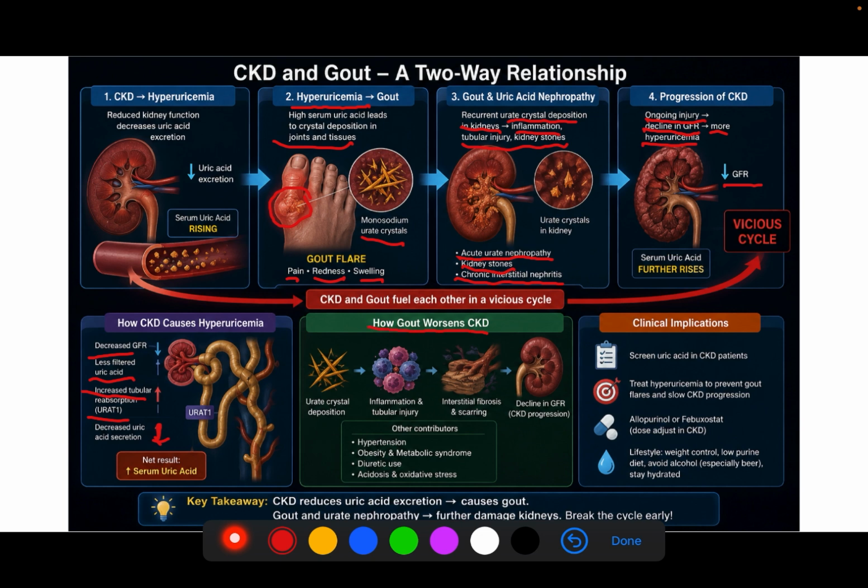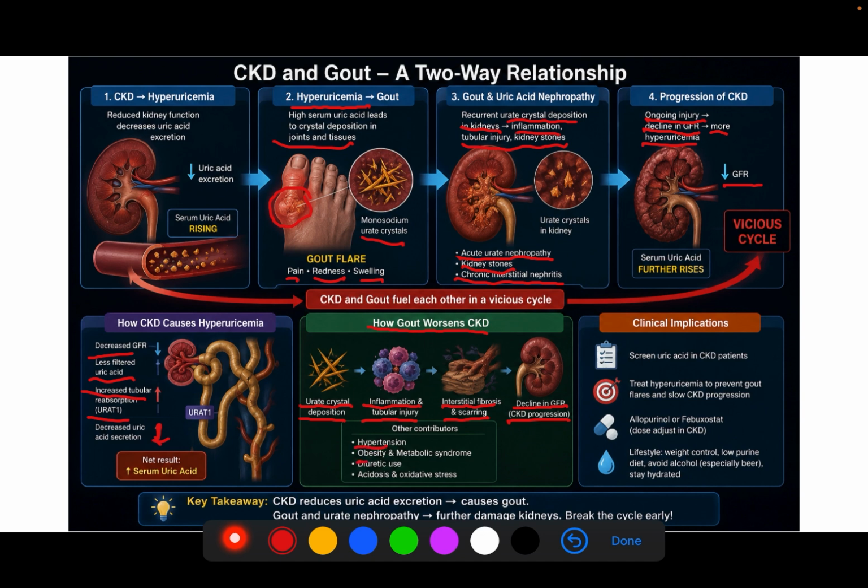As I have already talked about, when there is gout, there is uric acid crystal deposition in the joints, and also there is hyperuricemia. This hyperuricemia ultimately causes uric acid crystal deposition in the renal tubules of the kidney, causing inflammation and tubular injuries, which over time progress to interstitial fibrosis and scarring. Over years, it can cause a decline in the GFR and further CKD progression.